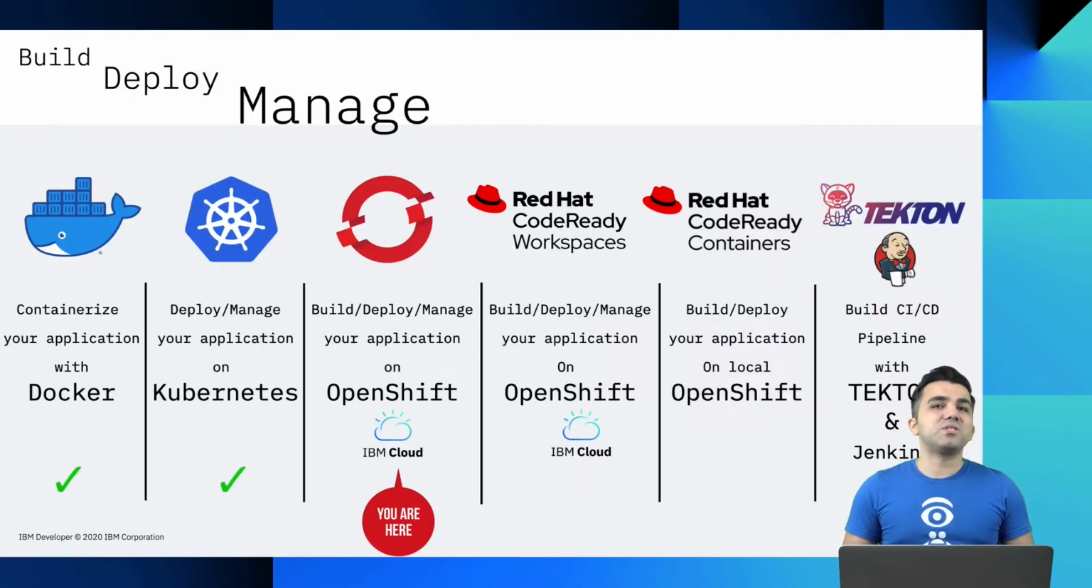Here's a quick revision of what we've done together so far and how that fits into our learning journey throughout this course. We containerized our application with Docker, deployed and managed with Kubernetes, and we are going to explore how OpenShift simplifies our journey for not only containerizing our microservices automatically, but also automating deployment and maintenance.